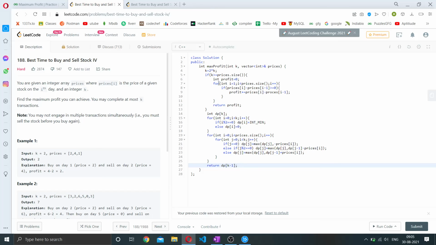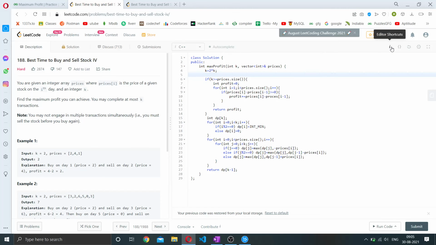So let's try to go through the code again. The base condition also exists: if k is equal to 0, we are not able to do any transaction, so we just have to return 0. If k is greater than or equal to prices dot size, it implies that we have more states than the prices size. So we will just see if the prices are increasing, we add to our profit and return the profit. That is what we are doing in this loop.